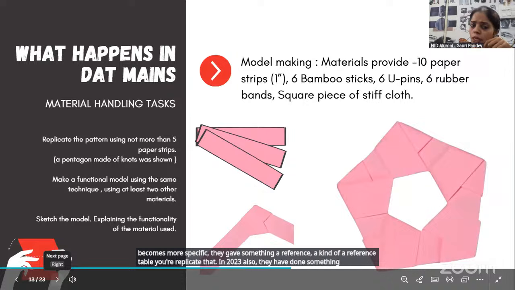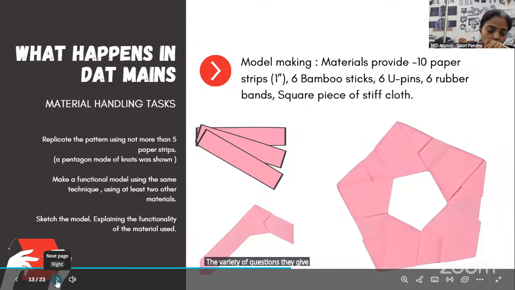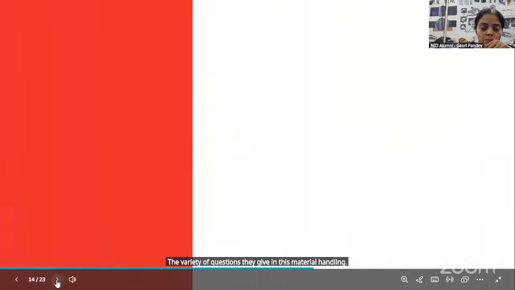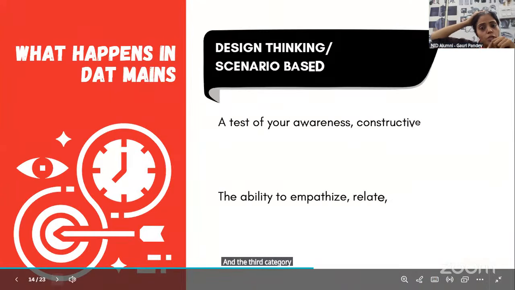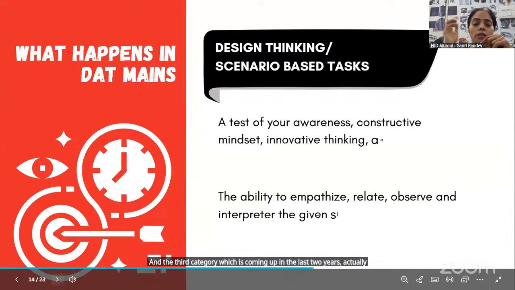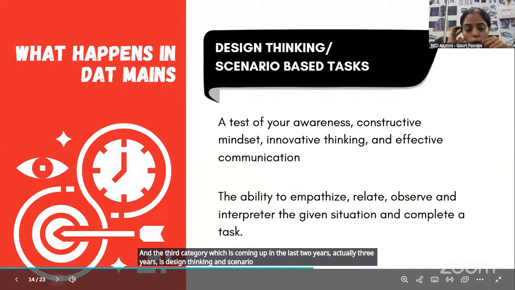But in the years before that, they have given an open-ended question also, like you're supposed to make slippers, or make a toy. That is the variety of questions they give in this material handling task. And the third category, which is coming up in the last 2 years, actually 3 years, is design thinking and scenario-based tasks. This is really important to understand.